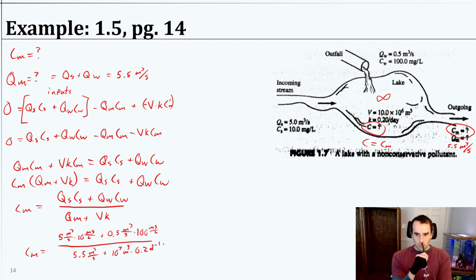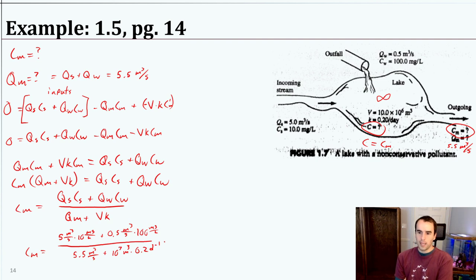Okay, one thing I wanted to take a look at. Let's look at the units before we actually solve. We have 5 cubic meters per second times 10 milligrams per liter, and then the same units, cubic meters per second and milligrams per liter. On the bottom, we have cubic meters per second, and we have cubic meters and per day.